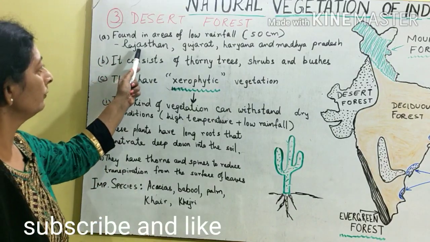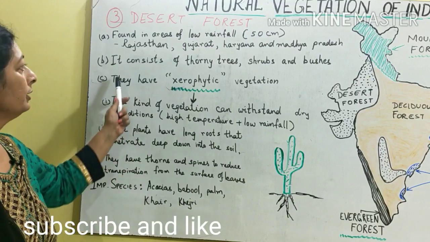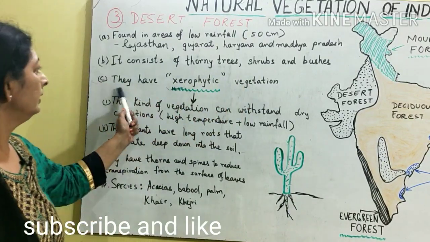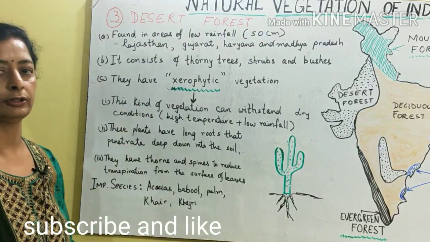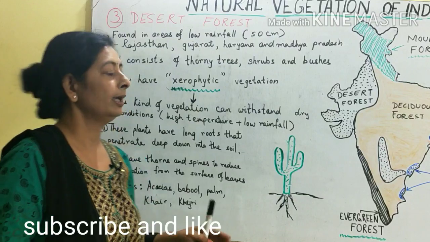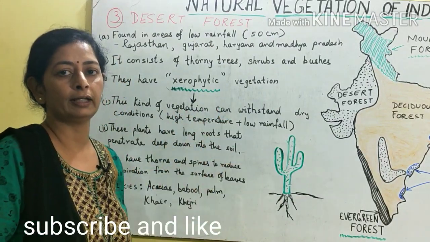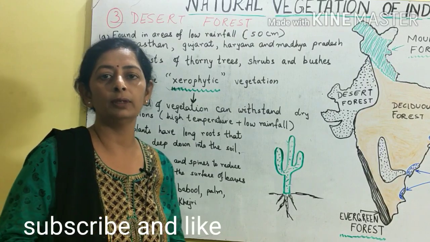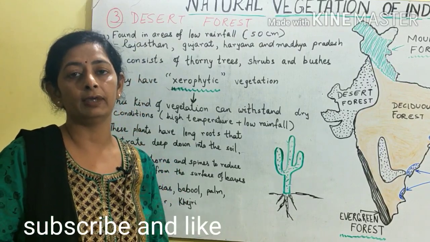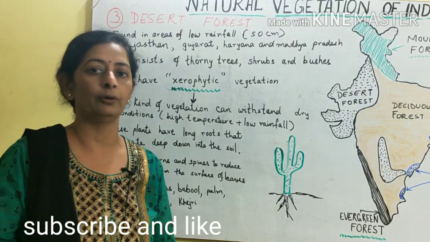These are found in Rajasthan, Gujarat, Haryana and Madhya Pradesh. It consists of thorny trees, shrubs and bushes. They have xerophytic vegetation. Such type of desert vegetation have xerophytic types of plants. Now what is this xerophytic? Xerophytic means they can withstand dry conditions. Means they can survive in high temperature and also in areas of low rainfall.